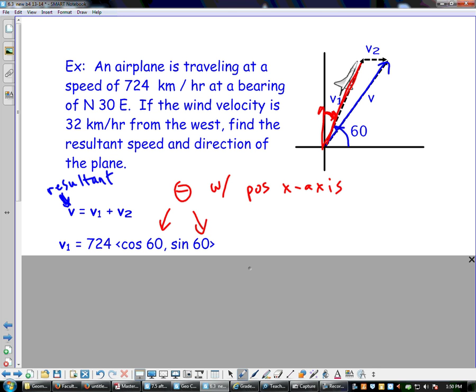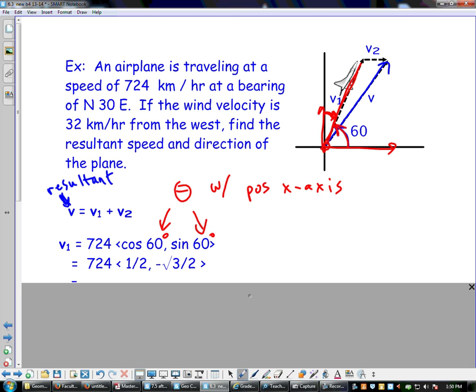You with me? Speed is always going to be your magnitude. The speed of a plane is going to be the magnitude of the vector. All right, so the theta, I can't use 30 degrees for theta because that's some angle associated with the y-axis. I don't want that. So I need the angle measured this way from the positive part of the x-axis, right? So that means my angle is really 60 degrees. So I've got cosine 60, sine 60.